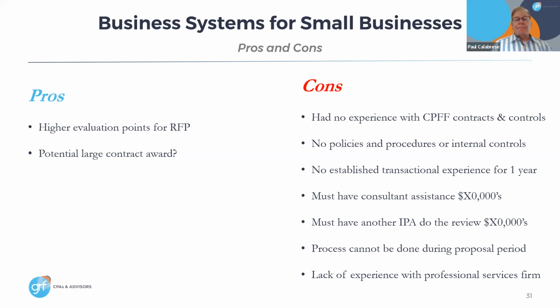On the con side, if you haven't had experience with cost plus or cost plus fixed fee contracts, there's a myriad of controls, just even before you get into some of these other systems that you have to follow. And again, we talked about if you don't have written policies and procedures, one of the first things we see with smaller businesses is that they begin to write an accounting manual, and they begin to talk about how we do the accounting and the cost accounting structures. And then have you had transactions under a business system for at least a year? That's going to take time. You can see under the consultant's assistance there, you have the XO 000. So you can see that some of these things are expensive and they do take time.